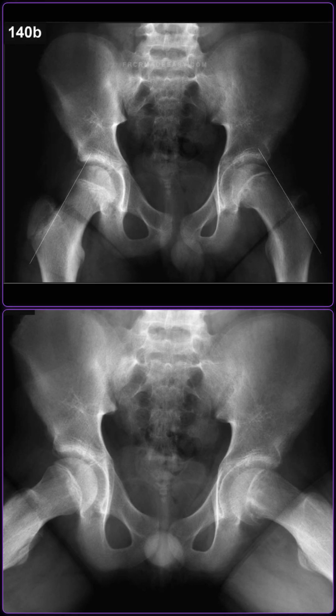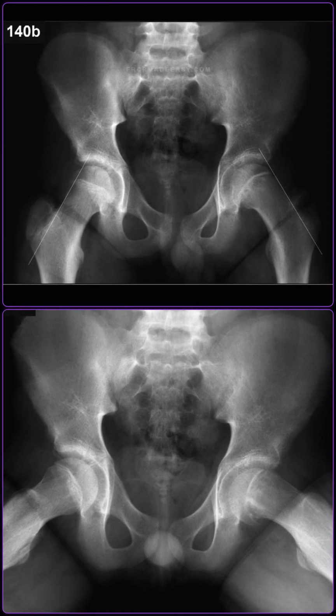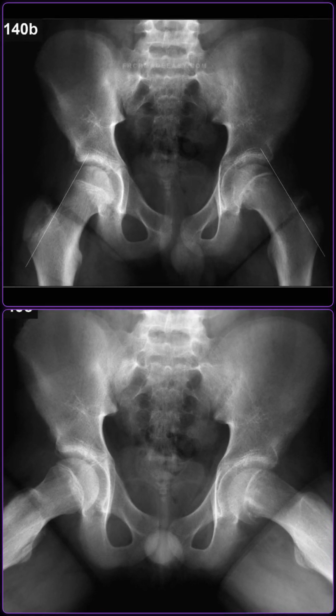As a radiologist, I would immediately contact the orthopedic team, advise non-weight-bearing status for the patient, and suggest prophylactic pinning of the contralateral hip, if indicated.